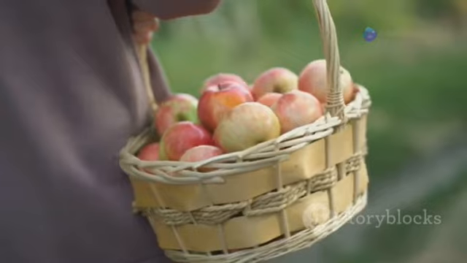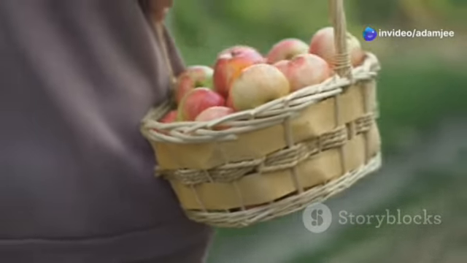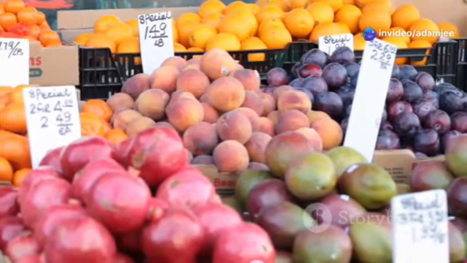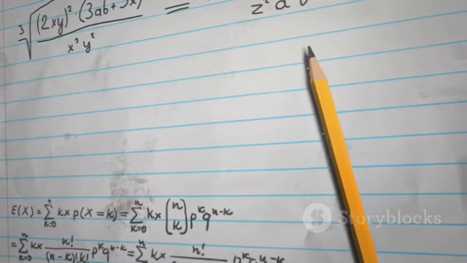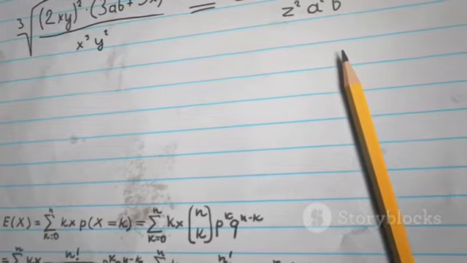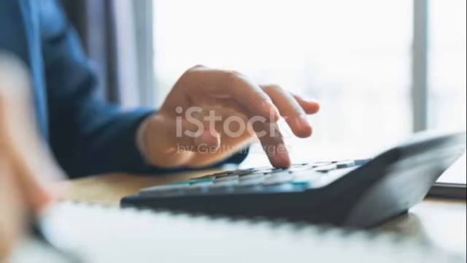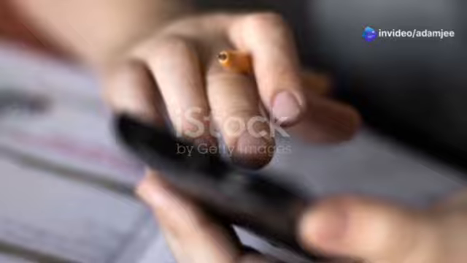Let's say y represents the cost of apples and x represents the number of apples. If one apple costs 50 cents, then our constant k is 0.5. Our formula becomes y equals 0.5x. Now we can easily calculate the cost, y, for any number of apples, x.